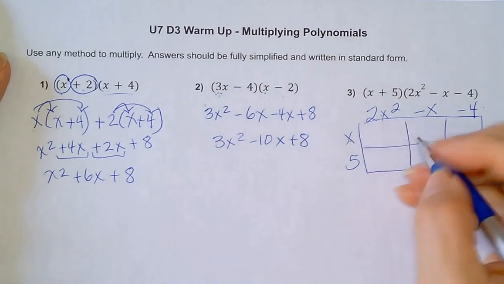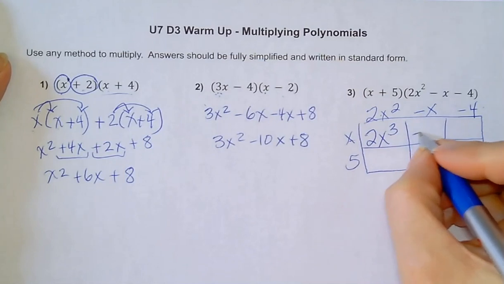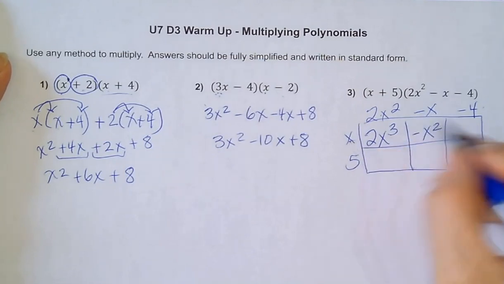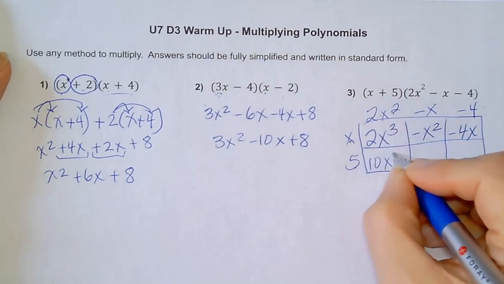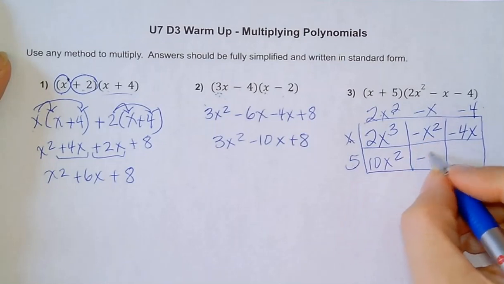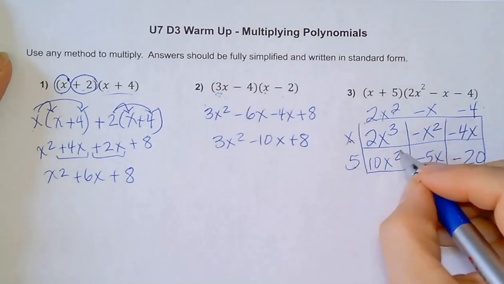And we multiply x times 2x squared, we get 2x cubed. X times negative x, we get negative x squared. X times negative 4, I get negative 4x. And 5 times 2x squared is going to be 10x squared. 5 times negative x is negative 5x. And 5 times negative 4 is negative 20.